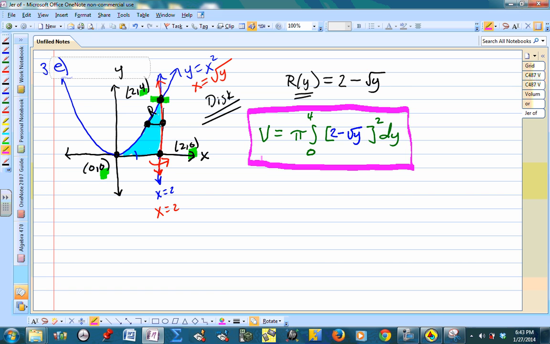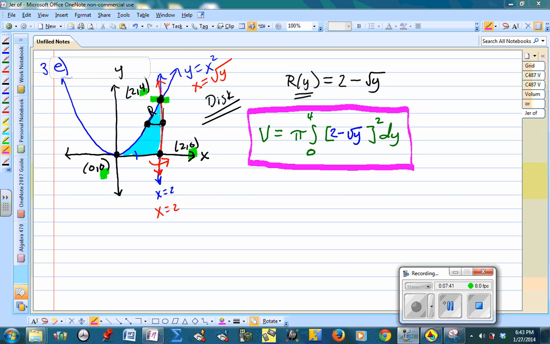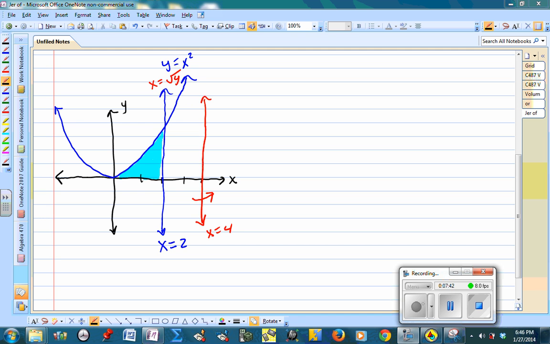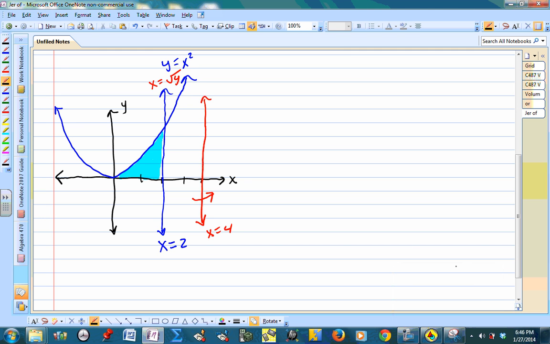Hopefully things are clearing up just a little bit. We're going to look at part F together, see if we can make sense out of this idea of finding the volumes of solids of revolution. Okay, taking a look at part F, you can see we've got the same region we've dealt with previously, and now we're going to rotate this region around the vertical line x equals 4.